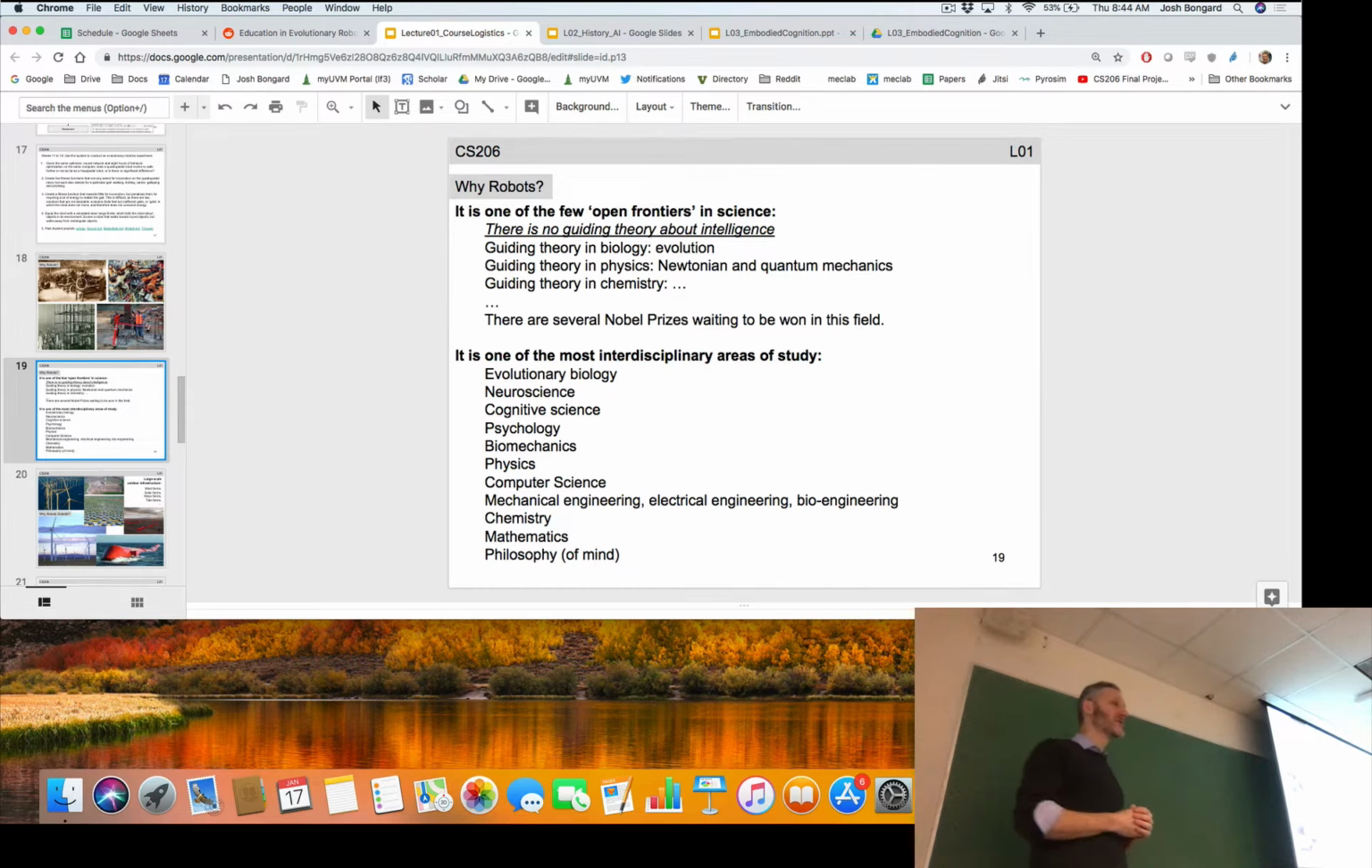Several Nobel Prizes waiting to be won in this field. Maybe one of you will find your way to win one. Okay, another appealing aspect of robotics or evolutionary robotics is that it's an extremely interdisciplinary study. We're teaching this class in computer science. It could equally be taught in engineering, philosophy, psychology, the biology department, the math department. Lots of places where the study of robotics could originate.